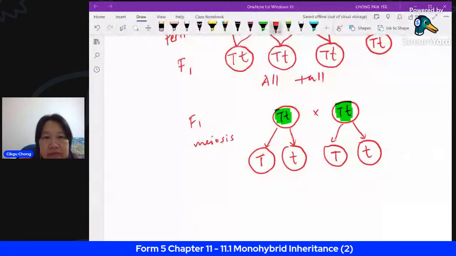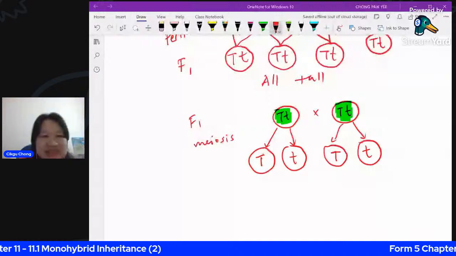Meiosis, you must write. Sorry, this is not meiosis. Yes, correct. This is meiosis. The next level is gamete. Yes, this is a gamete.